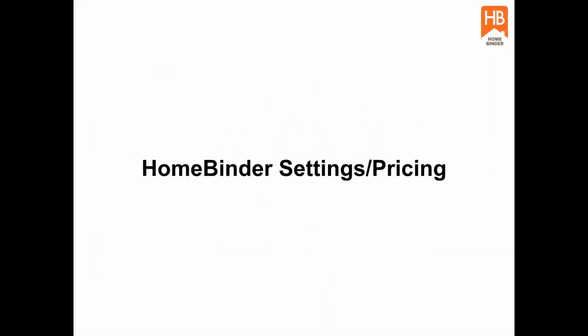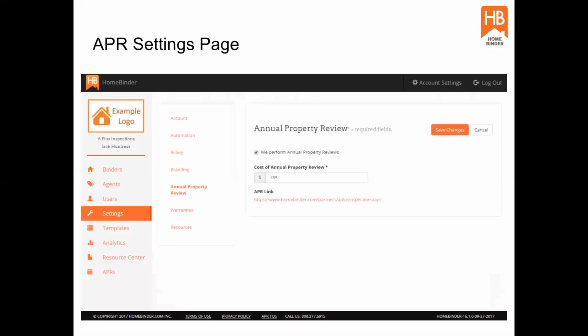The first thing we want to look at is the settings and pricing. Inside of your account, under Settings, you'll see an option for Annual Property Review. When you click on that, you'll see a few items. By clicking Edit, you'll be able to check the box that notes we do perform annual reviews. That will make this link live. You'll be able to set the price, and you'll be able to copy and paste this link and use it wherever you want. We'll talk more in a little bit about setting the pricing.